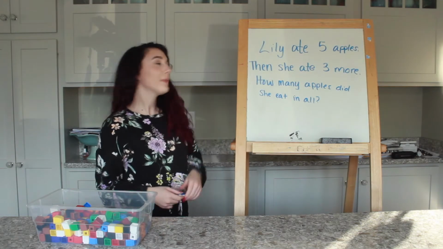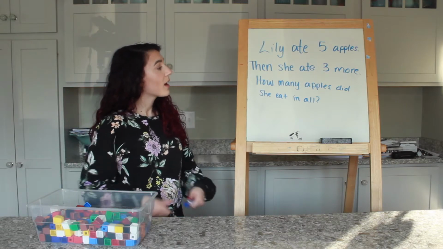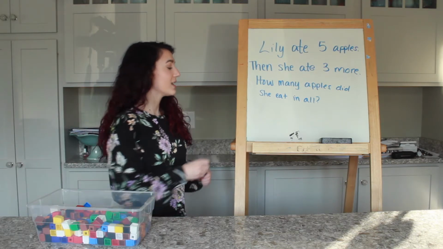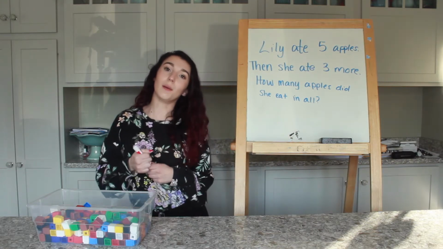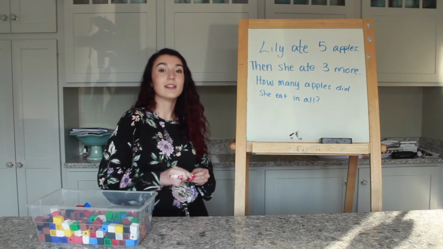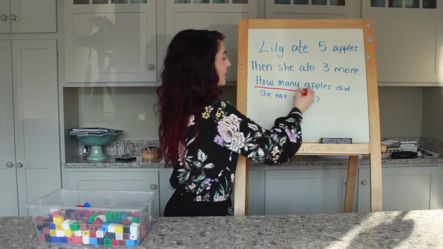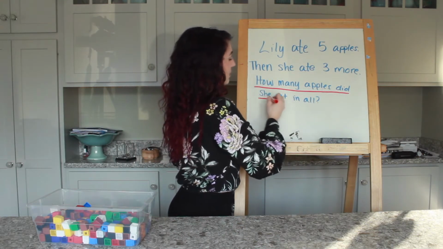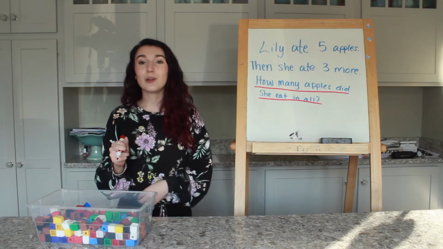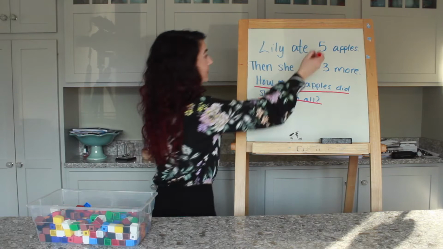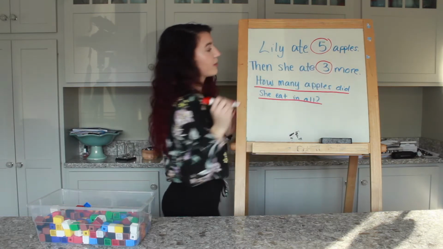Okay, so our word problem up here says Lily ate 5 apples. Then she ate 3 more. How many apples did she eat in all? So, what I like to do when solving word problems is to underline the question and circle any numbers. So I'm going to underline this question. I know that it's the question because it ends in a question mark. And then I'm going to go through and circle my numbers. I see the number 5 and I see the number 3.